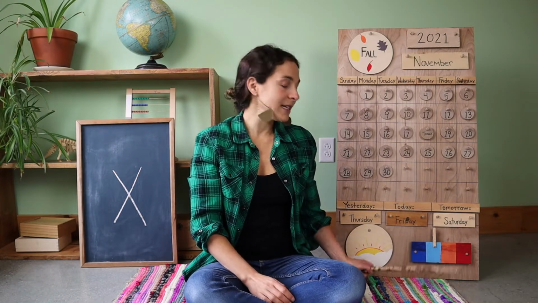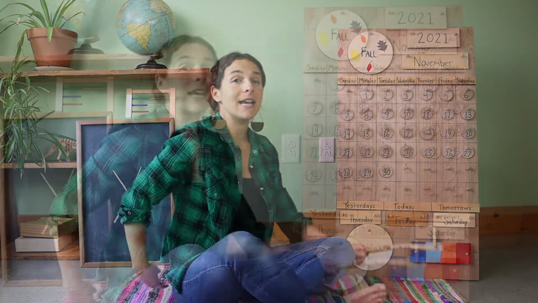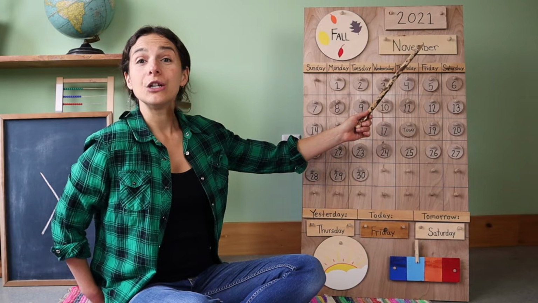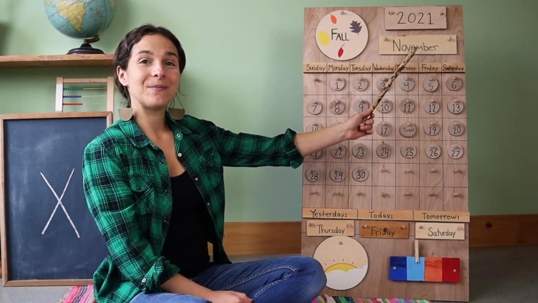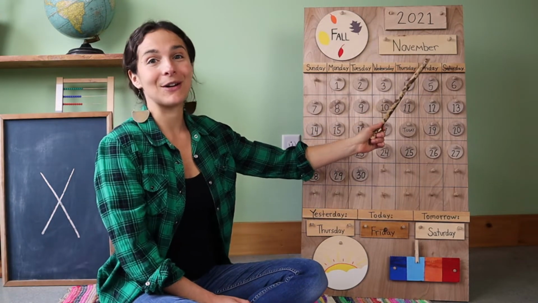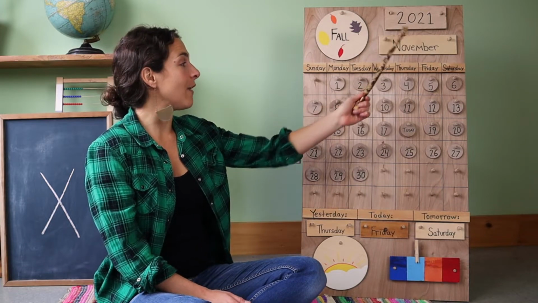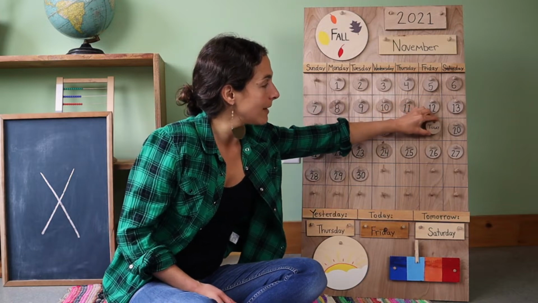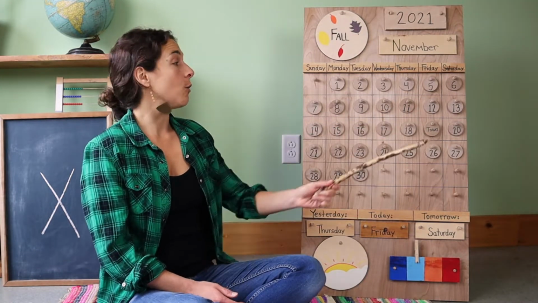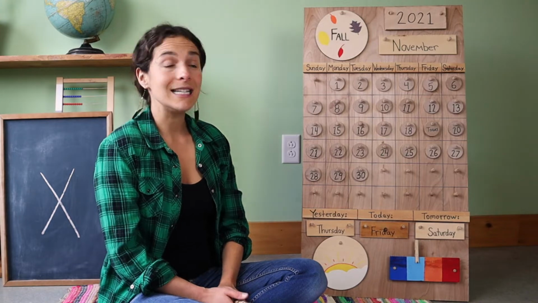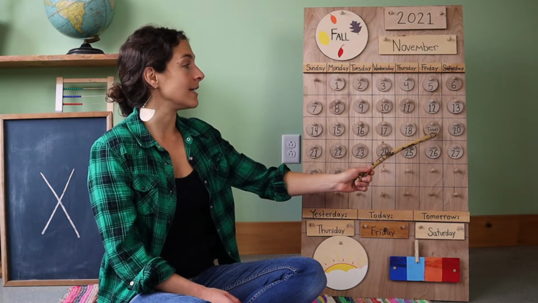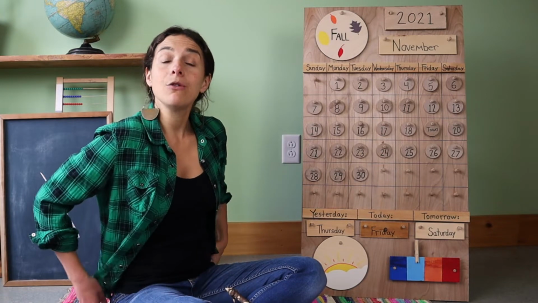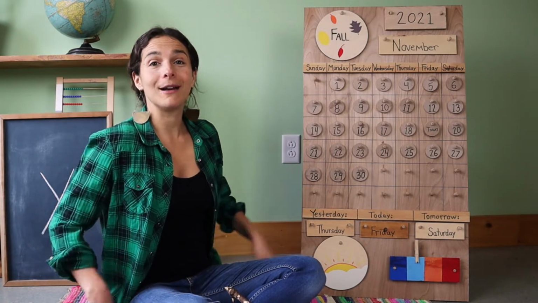Now let me grab my pointing stick and let's go over the date together. We're going to start off with the month, which is right up here. Do you remember what the month is? November. Today is November 19th. Let's move the chip over from yesterday. Yesterday was November 18th, and today is November 19th, and the year is 2021, but you can also say 2021.